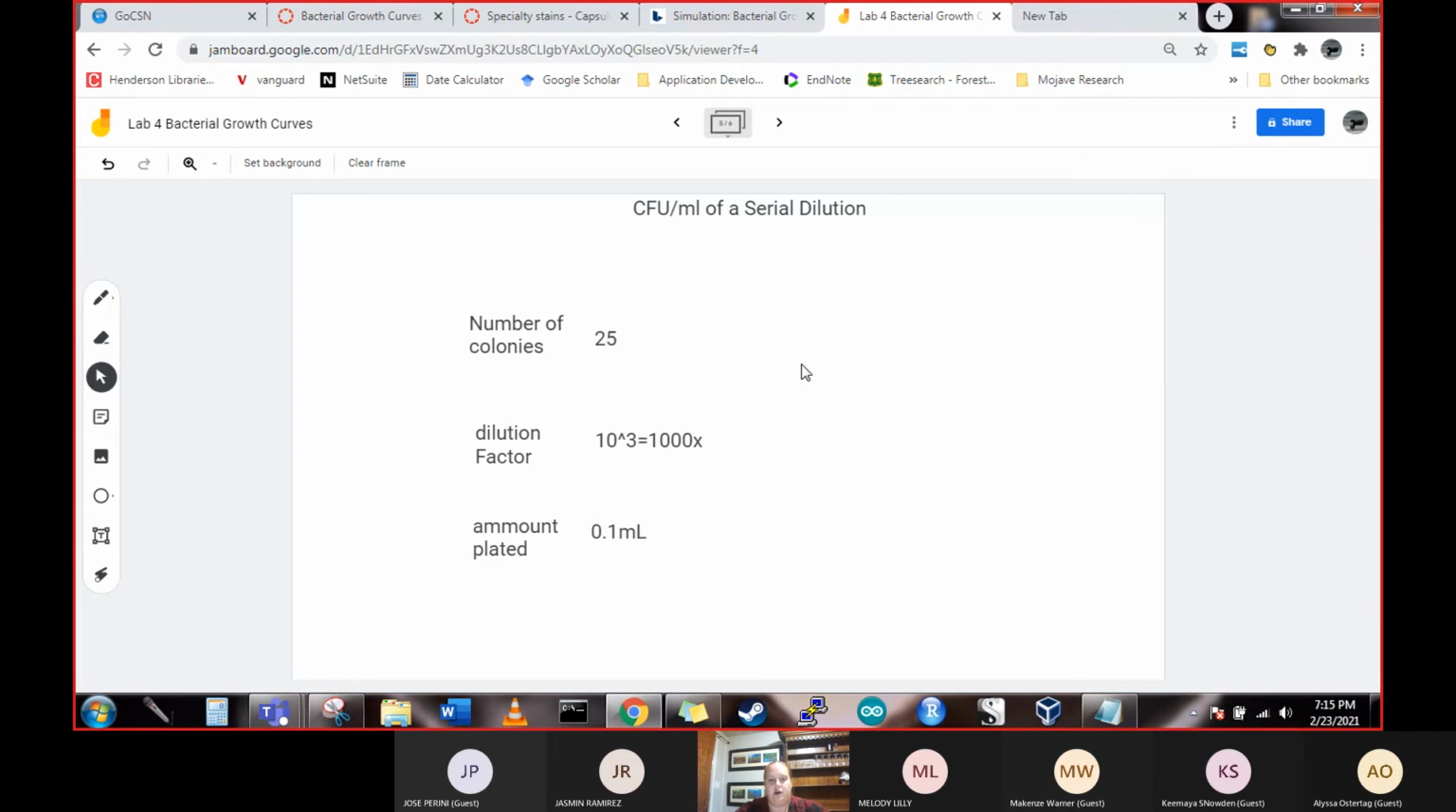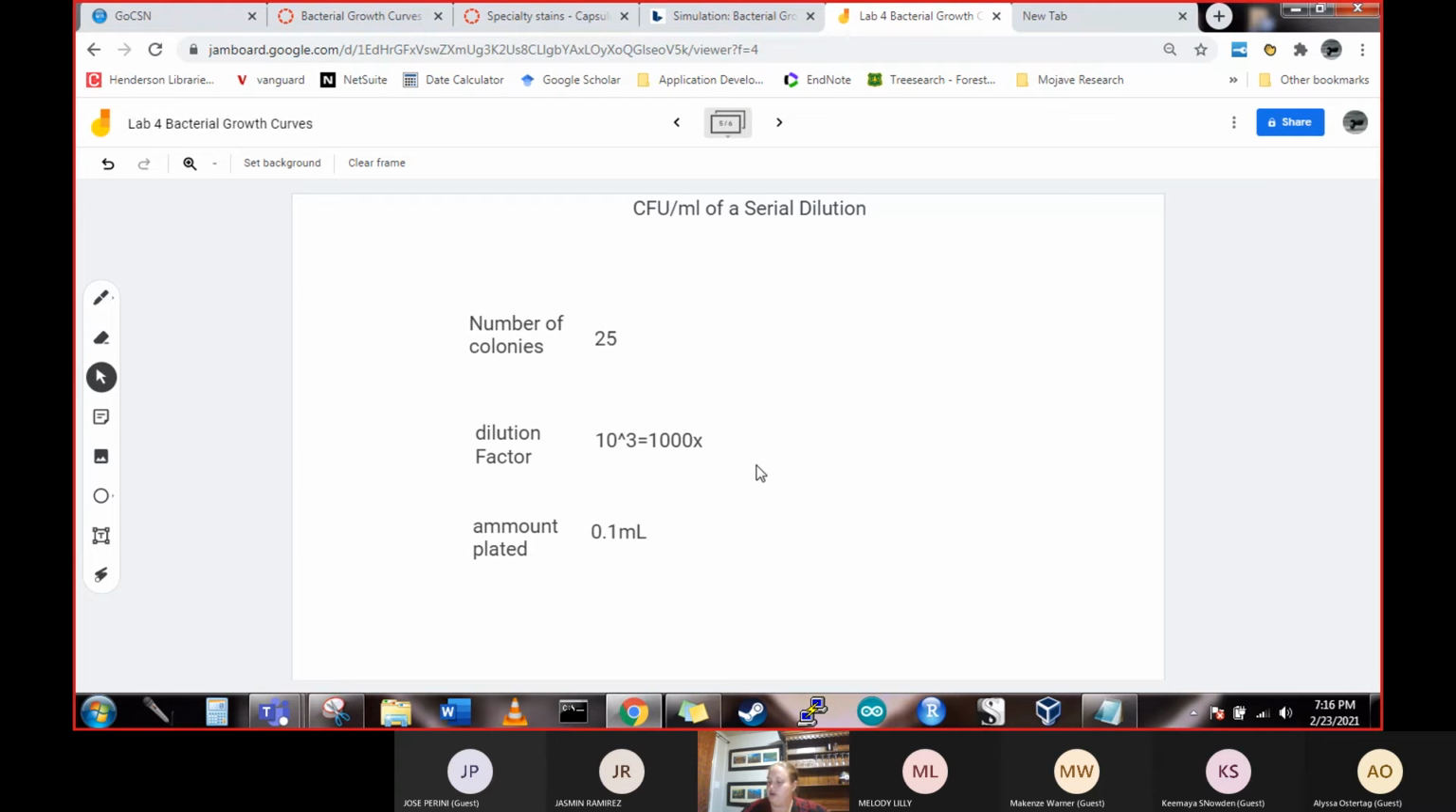So if our plate is 10 to the 0, it would be 25 divided by 0.1, which would be 250 CFU per milliliter. But if we were looking at 25 colonies on our 10 to the 3 plate, this would be 250 CFU times 1,000. So it would actually be 250 times 1,000. Can't do math right now.